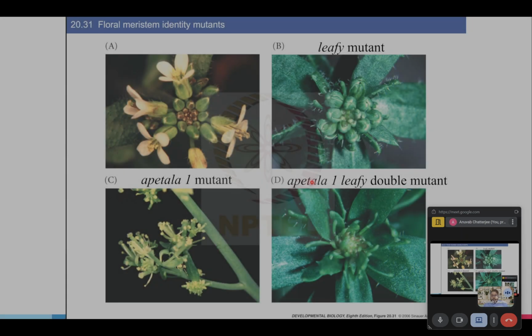So let us look at these. This is a normal plant with flowers, as you can see from the sides. In the case of a leafy mutant, you do not have any flowers, you only have leaves. In the apetala 1 mutant, you realize that there are no sepals and petals. These sepals and petals right here are not formed, and just the anthers and the stamen are formed.